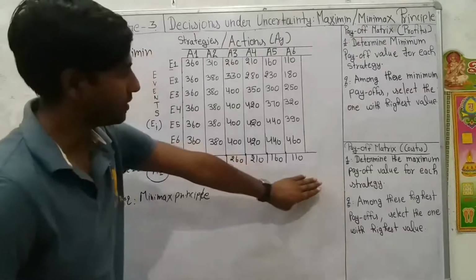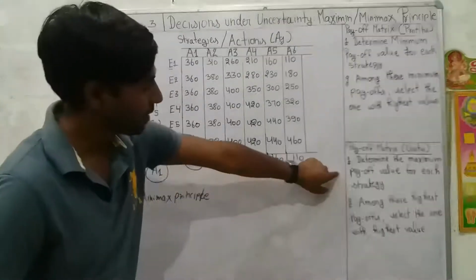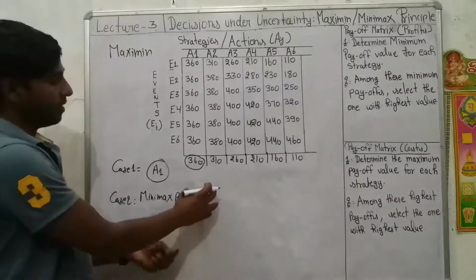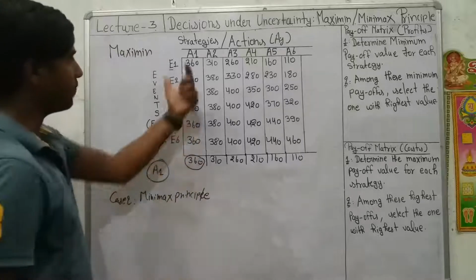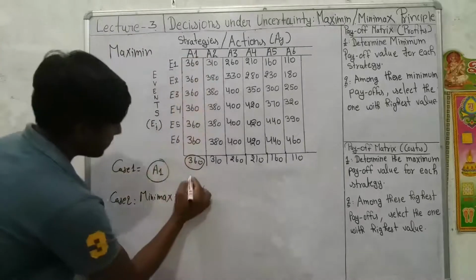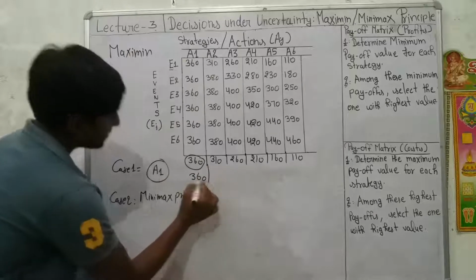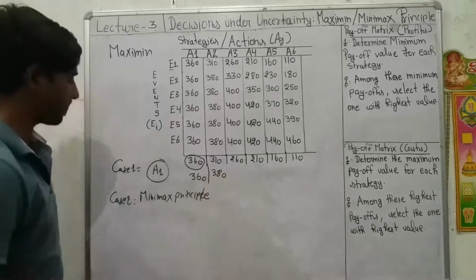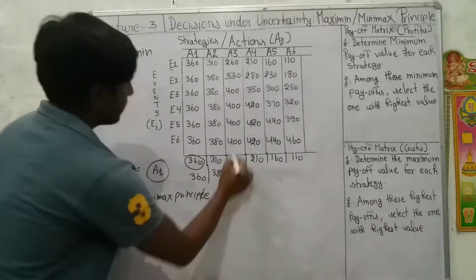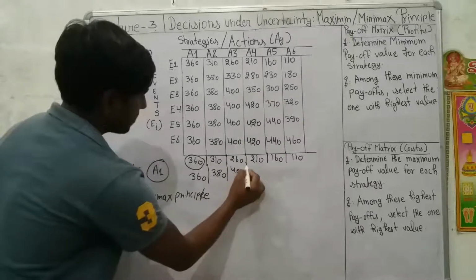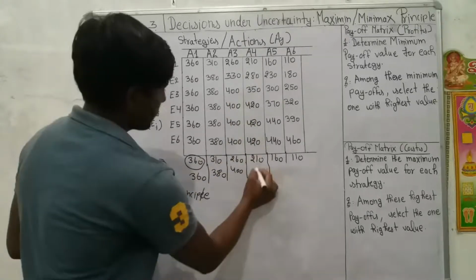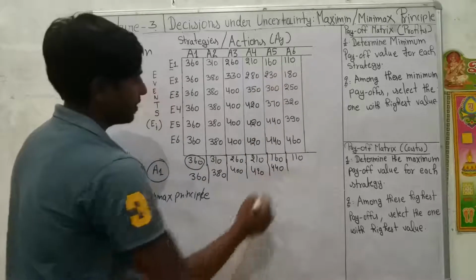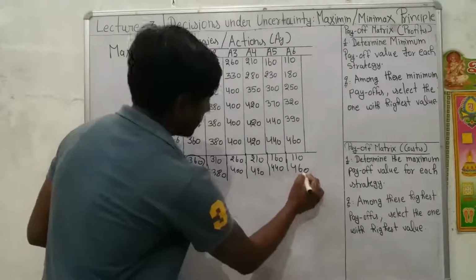And what would be the procedure of applying the Minimax principle? Step 1, determine the maximum payoff value for each strategy. In this case, we need to find the maximum payoff value for each action. So the maximum payoff value for the A1 strategy would be 360. For action A2, the maximum value is 380. For the third action, it is 400. For the fourth action, it is 420. For the fifth action, it is 440. And for the last action, that is 6, it is 460.